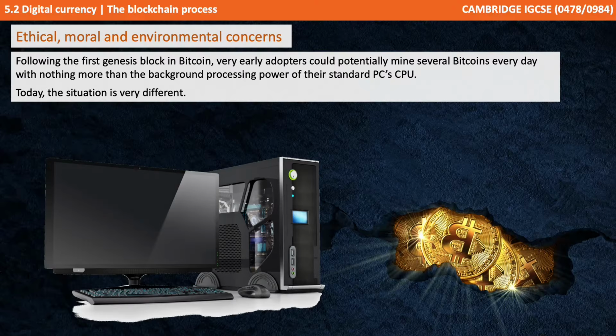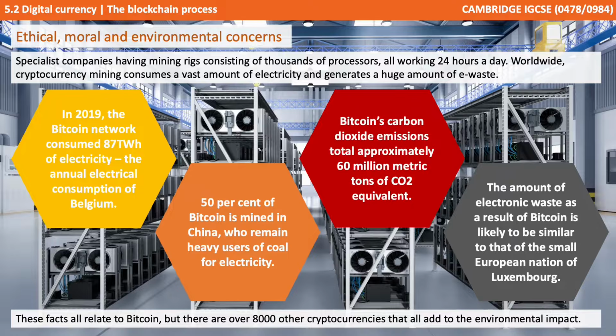Following the first Genesis block in Bitcoin, very early adopters could potentially mine several Bitcoins every day with nothing more than the background processing power of a standard computer's CPU. Today, obviously, the situation is very, very different, as we've said. There are specialist companies that have mining rigs consisting of thousands of processors, all working 24 hours a day. Worldwide, cryptocurrency mining also consumes a vast amount of electricity and generates a huge amount of e-waste. We've got a few facts here just to put it into perspective.